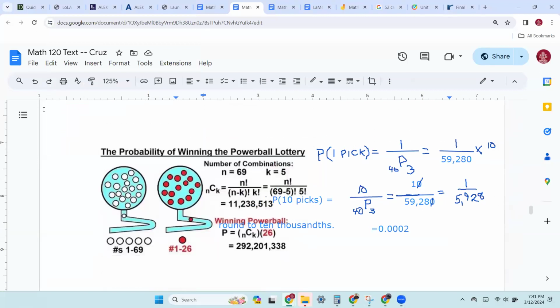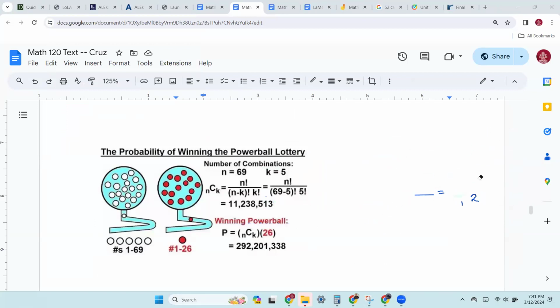All right, let's talk a little bit about the lottery and how that works. We don't have to worry about order with the lottery. So the lottery is going to be combinations. Combinations.